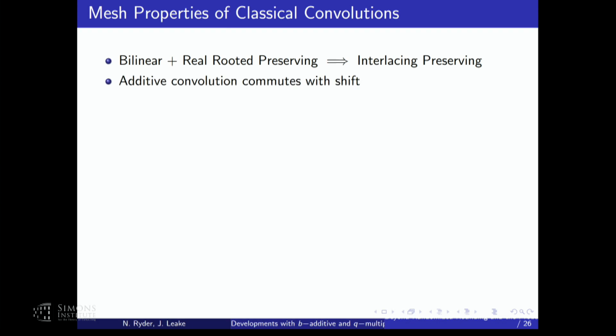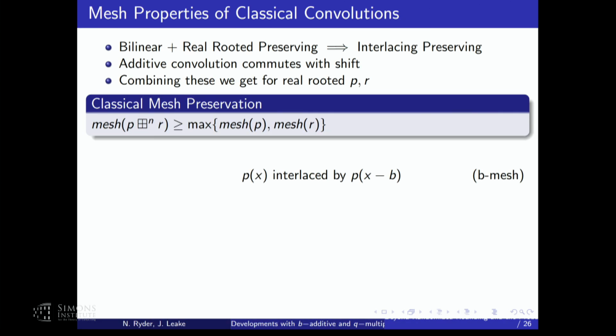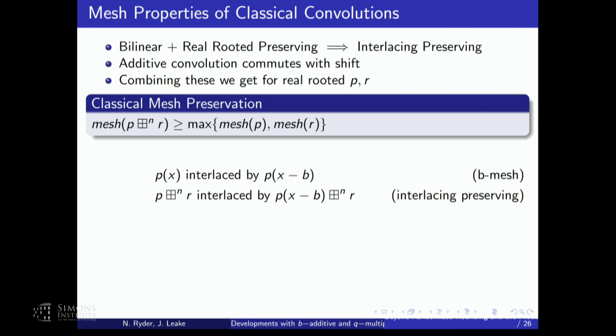And that is that the additive convolution preserves interlacing. You can see this for the classical additive convolution from the fact that it's bilinear and it's real-rooted preserving. And also that it commutes with shift. And combining these, I'm going to get mesh preservation. So let's see how I can do that. So I start off with a polynomial that's b-mesh. And yet again, that means that p is interlaced by its b shift. I now convolve by any real-rooted polynomial. And I know convolving by a fixed real-rooted polynomial is going to preserve interlacing. So I know p convolve r is going to be interlaced by the p shift convolve r.